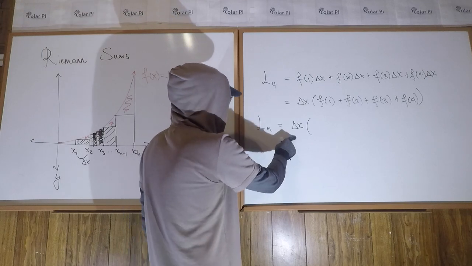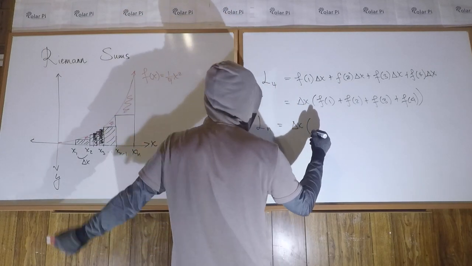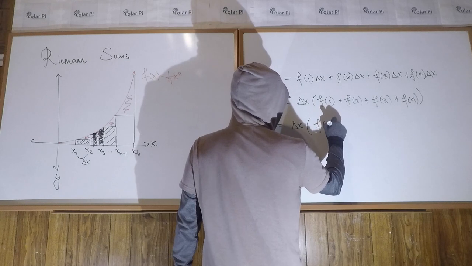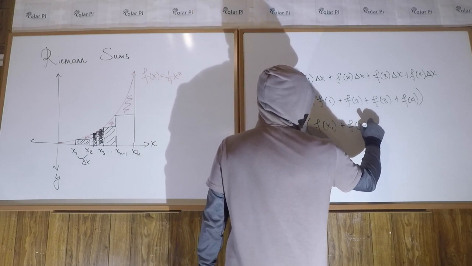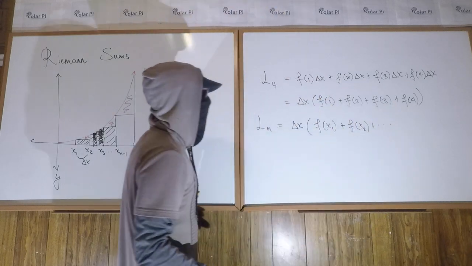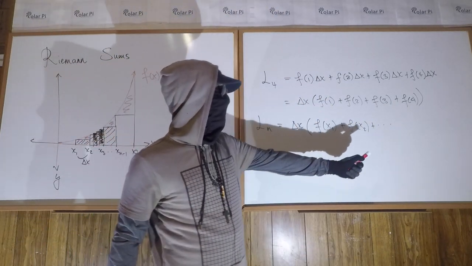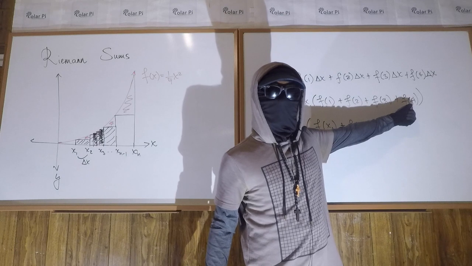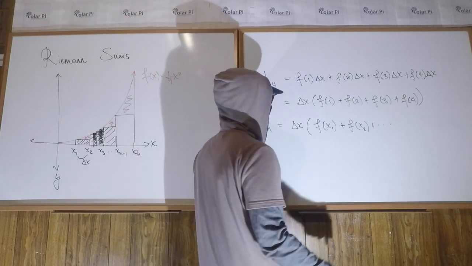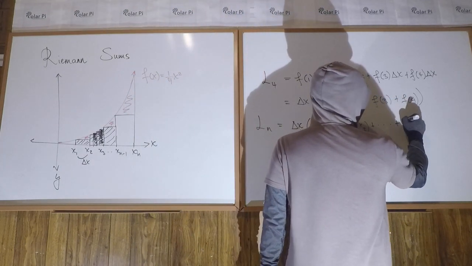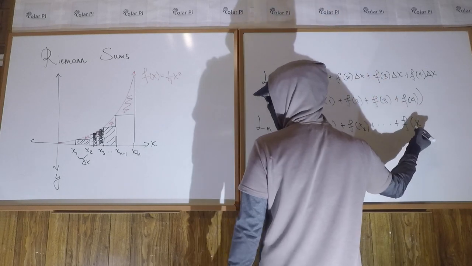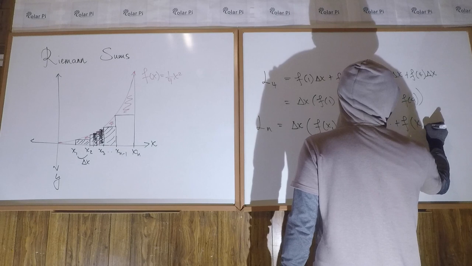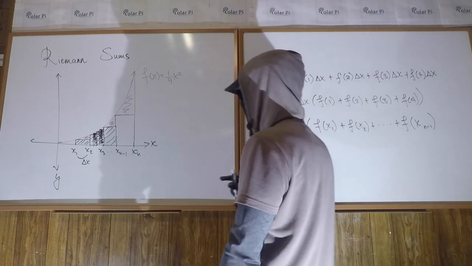Okay, so I go delta x, and then I'm going to use f of x1, right, and then plus f of x2, plus dot dot dot. Notice in our example, the last x was 5, but we didn't use 5, it's 4 that we terminate on. So then the last x that I need to evaluate f at has to be x sub n minus 1.